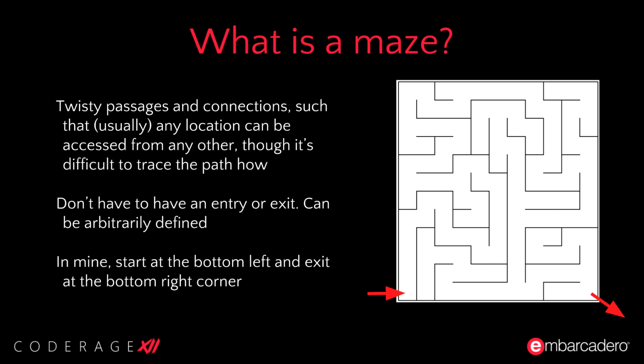A maze is basically a set of twisty passages and connections, such that usually any location can be accessed from any other, although it's difficult to trace the path. They don't have to have an entry or an exit; those are usually arbitrarily defined. In this talk I always use the bottom left as one point and the bottom right as another.